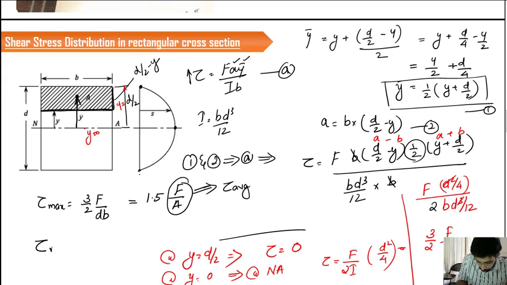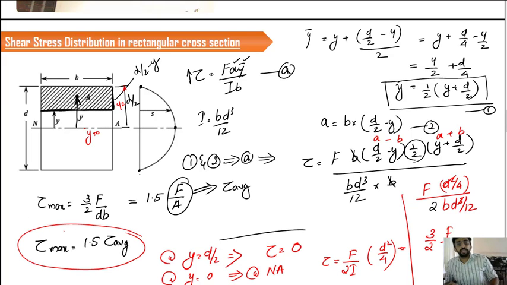So in short we can say that tau max is equal to 1.5 times the average value. This is a very important relation which can be used with the rectangular cross section, where the maximum value is 50% higher than the average value. Average value means you take the maximum shear force and the total area, it is going to be the average value, and the maximum value is going to be 1.5 times the average value. So this is how the distribution of shear stress in a rectangular cross section will look like.